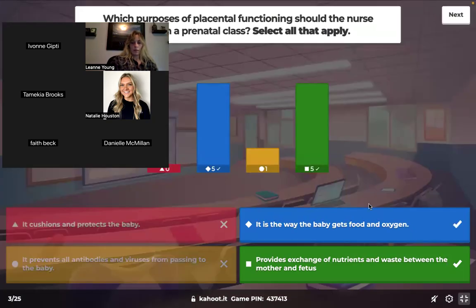So your placenta is the way the baby gets food and oxygen, and it provides exchange of nutrients and waste between the mother and the fetus. So it's not what is cushioning and protecting the baby. The placenta is adhered to the wall. It's not like surrounding the baby. And then it's not preventing all antibodies and viruses from passing to the baby because there are still some things that baby can get in utero if mom becomes sick or whatever. But the main functions of it would be to get food and oxygen and to provide exchange of nutrients and waste.